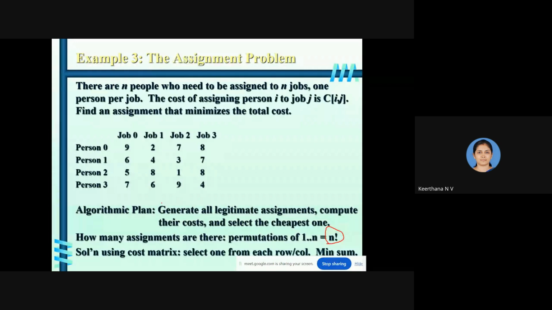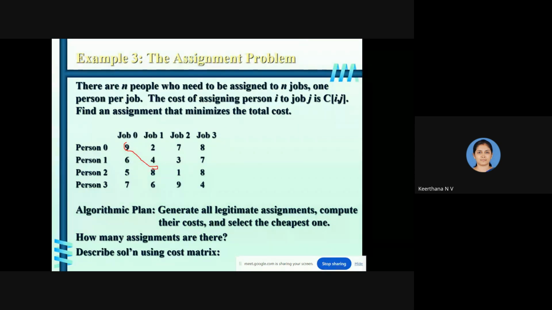How are you finding the cost? In each and every row and column, you will be taking only one cost. I should not take nine like this, I should not take like this. You can take it like this one or this one. Like this, I can take. It means that in each and every row, I can take only one number. It means I can take only one cost.